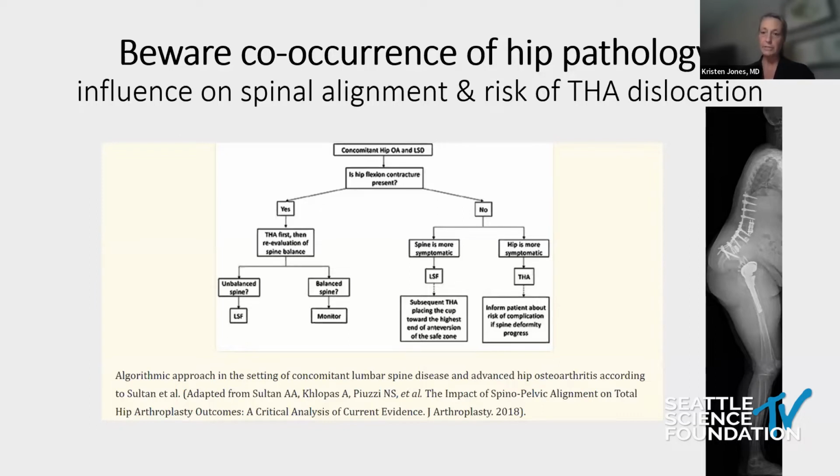And that's important because if someone has a hip flexion contracture and you attempt to correct their spine and ignore that, it can be very difficult to obtain the desired alignment to stand upright.